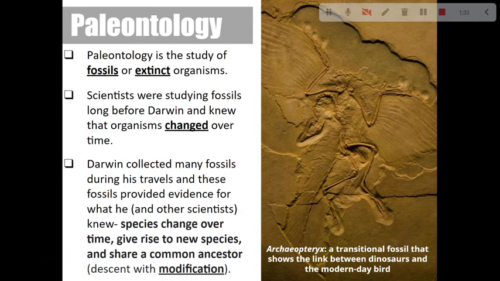So, next, let's get into paleontology. Paleontology is the study of fossils or extinct organisms. Scientists were studying fossils long before Darwin knew that organisms changed over time. Darwin collected many fossils during his travels, and these fossils provided evidence for what he and other scientists knew, which is that species change over time, they give rise to new species, and share a common ancestor, which is descent with modification.